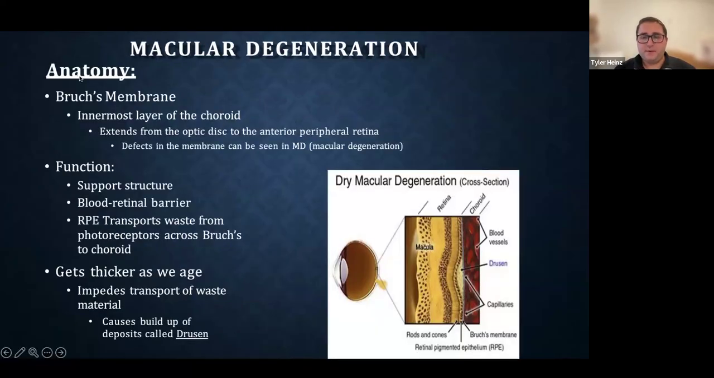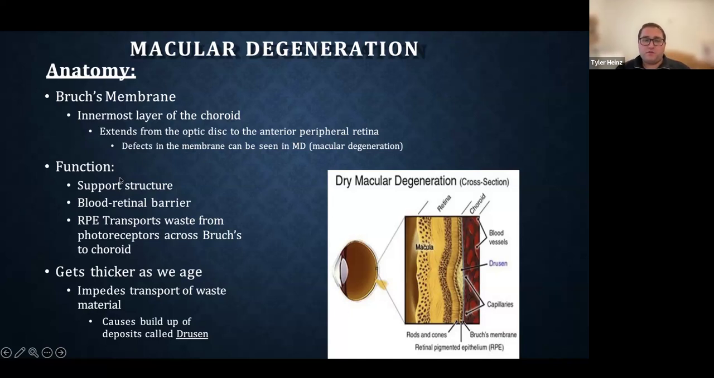Okay, quick anatomy look at the macula. So you have your Bruch's membrane. That's our innermost layer of the choroid, extending from the optic disc to the anterior peripheral retina. Defects in this membrane can be seen with macular degeneration. So, of course, we have our little diagram over here.